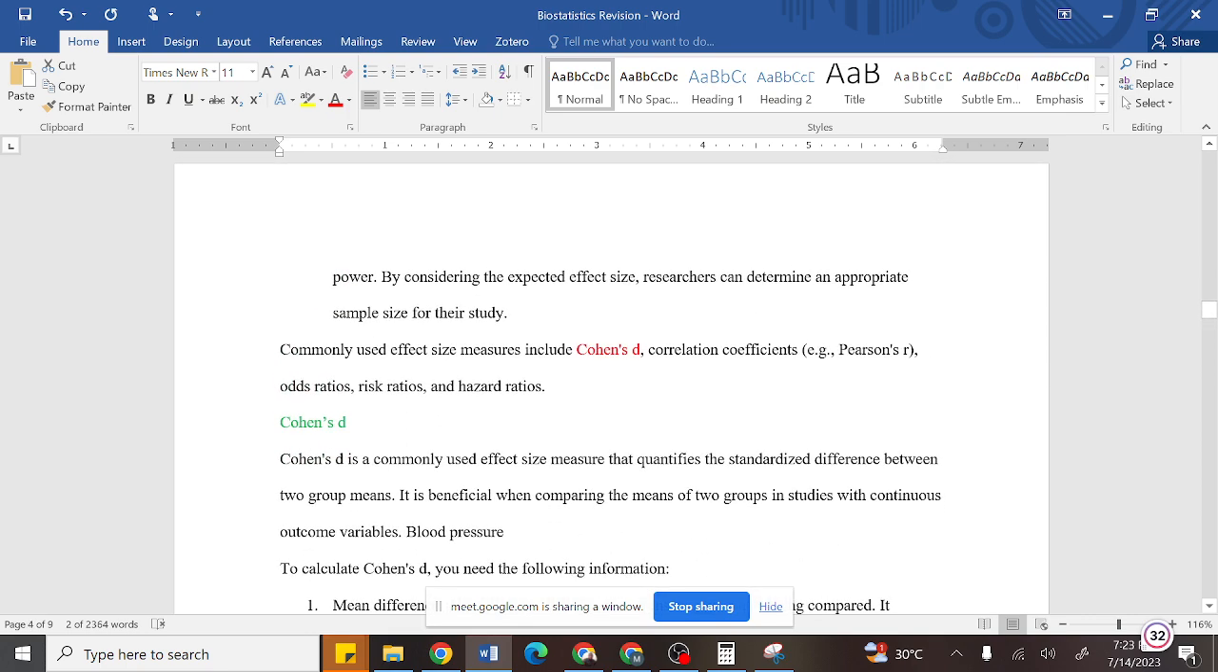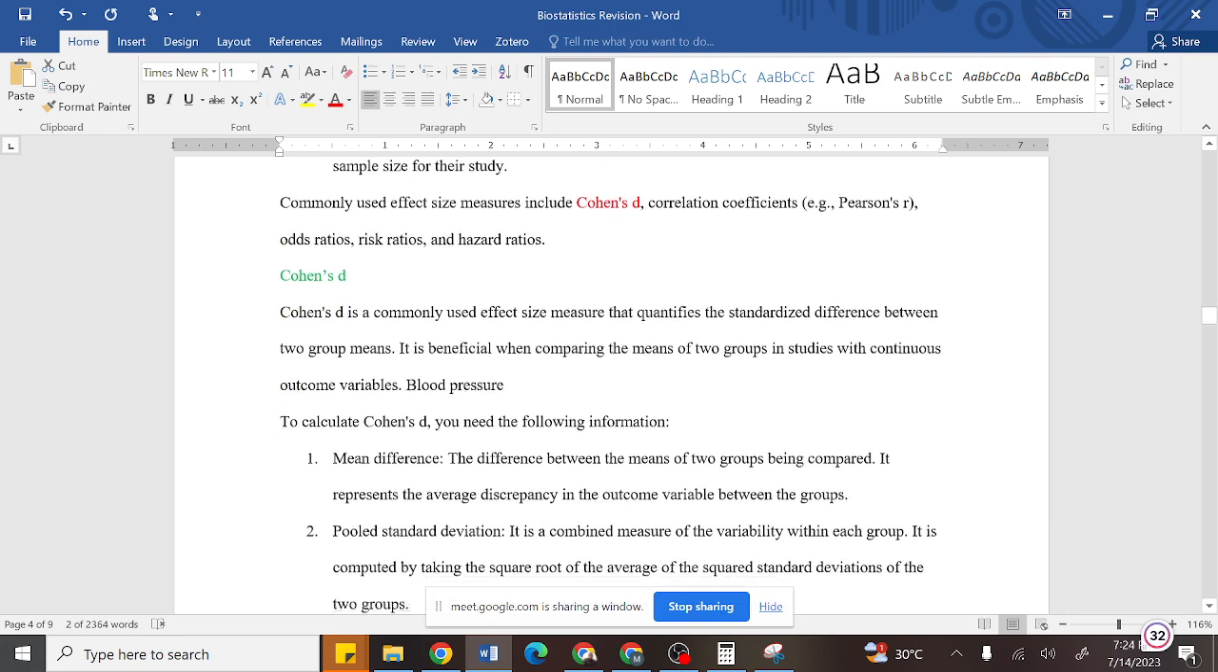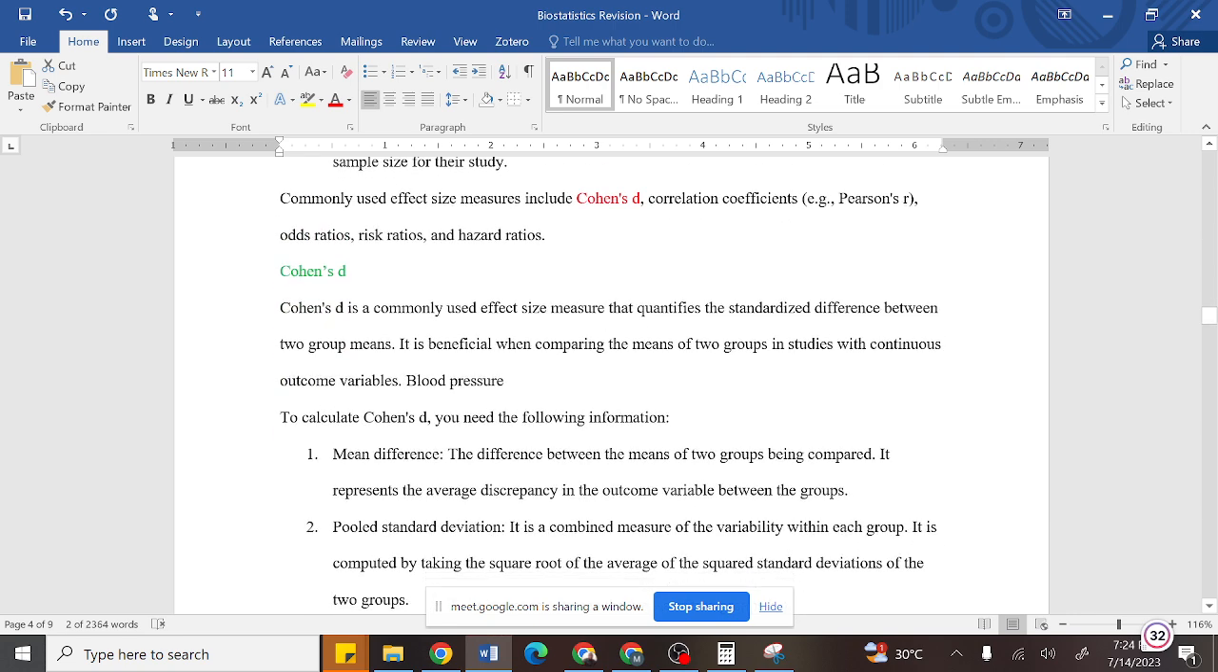And we say that Cohen's d helps in measuring the effect size. So we are calculating Cohen's d. The first step is to get the difference between the mean of the two groups of people.